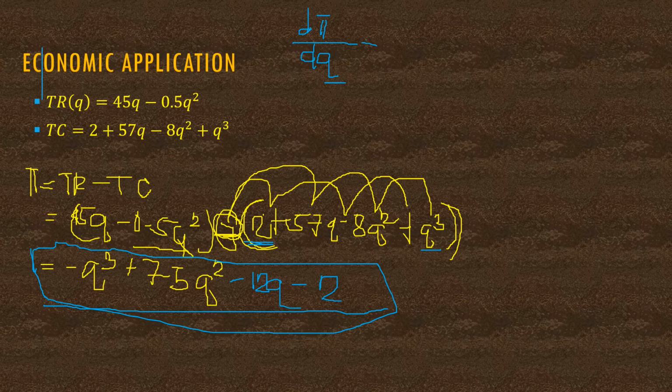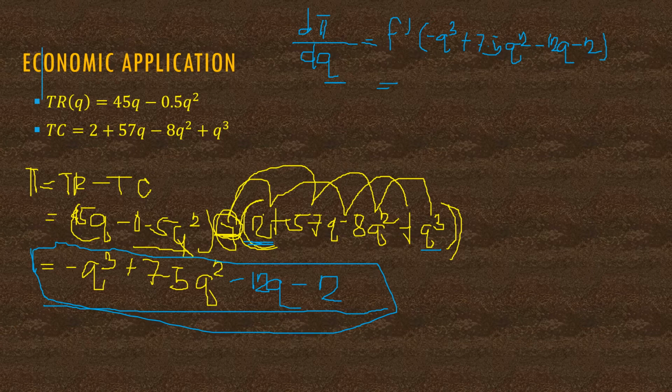In that case, you have to use here the f1, and then you copy the function, which is negative Q cubed plus 7.5 Q squared minus 12Q minus 2. Okay, get the first derivative.